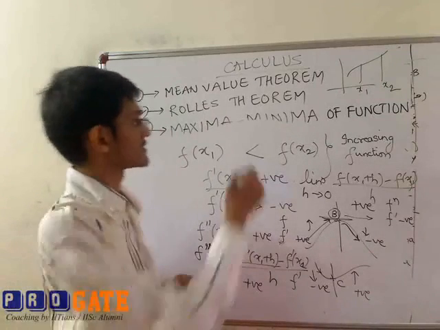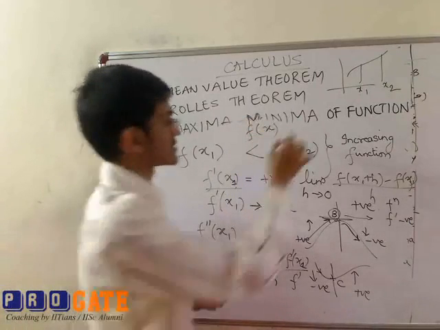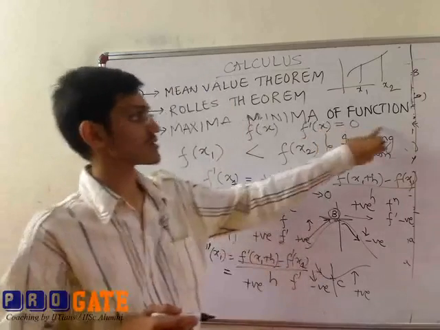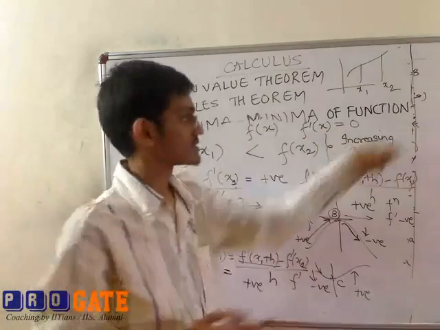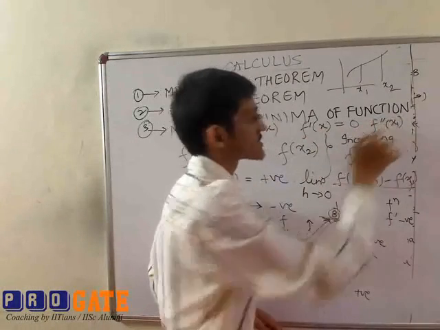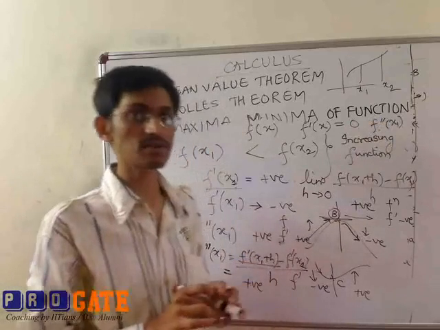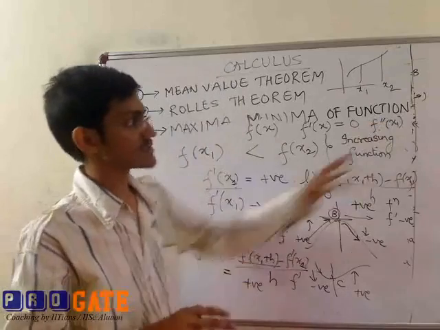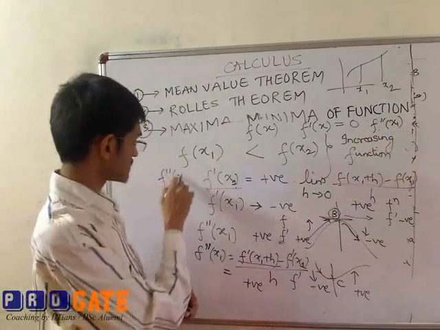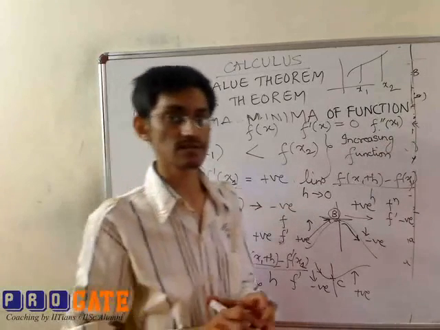Hence the condition at the stationary point or the critical point: to find the maxima and minima for a given function f of x, first evaluate f dash of x, equate it to 0, and get all the optimal points. Then for each of the points, evaluate the second order derivative. If it's less than 0, it would be a maxima point. If it's greater than 0, it's a minimum point. And what if f double dash of x is equal to 0? It would be called the point of inflection.